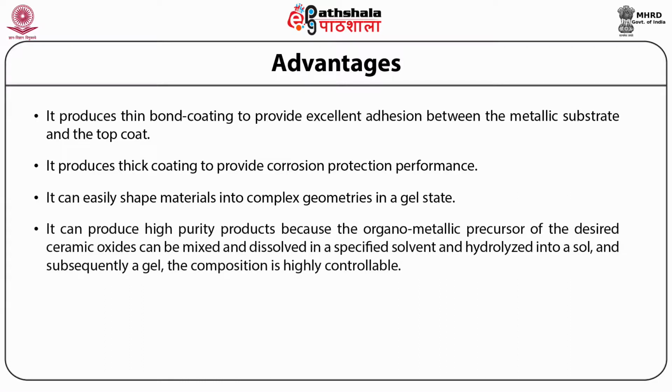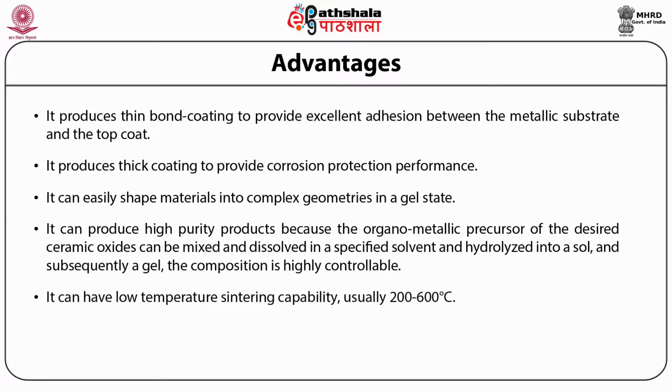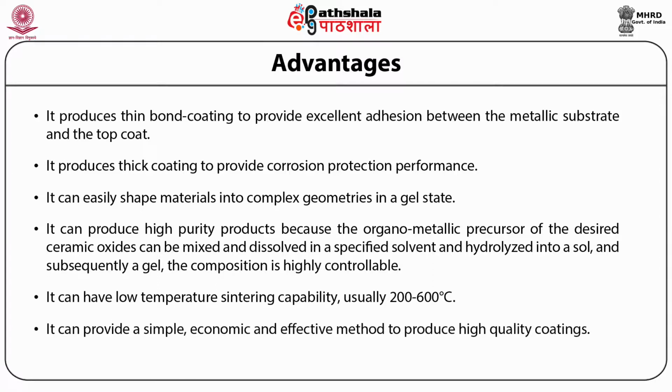It can produce high purity products because the organometallic precursor of the desired ceramic oxides can be mixed and dissolved in a specific solvent and hydrolyzed into a sol and subsequently a gel. So the composition is highly controllable. It can have low temperature sintering capability, usually from 200 to 600 degrees Celsius. It can provide a simple, economic and effective method to produce high quality coatings.